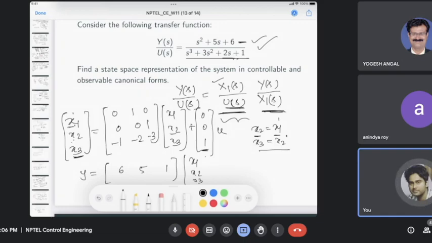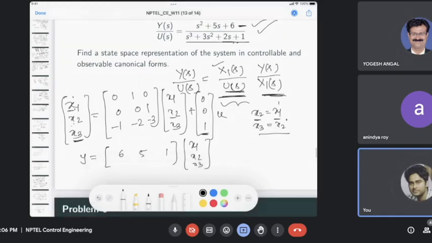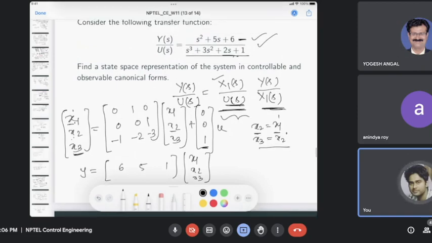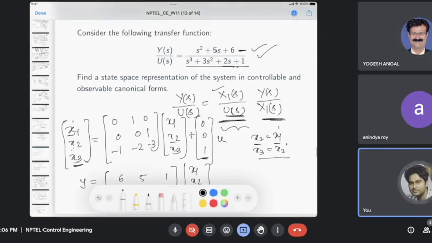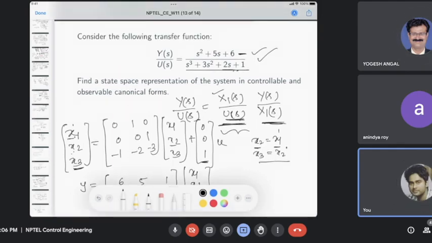So you can just verify this and compute it. It's not difficult. I think it is clear, right, how to compute this. Okay, so this will give the controllable canonical form. So how to compute this? We have a numerator and denominator.